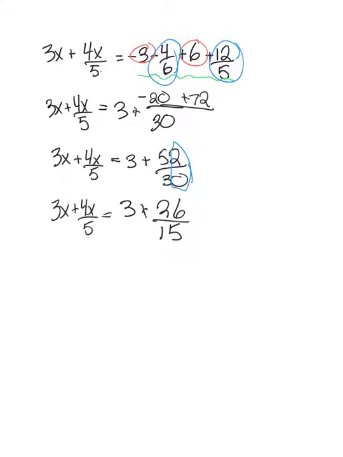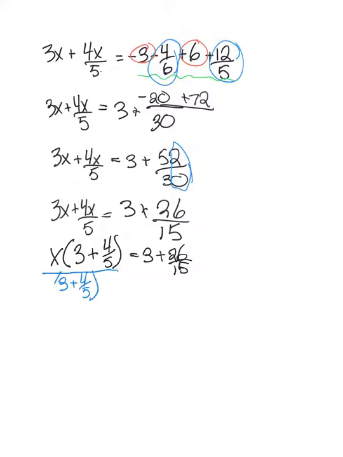So now we need to deal with the x's on the other side. So if we factor out an x from both, we're left with 3 plus 4/5 equals 3 plus 26/15. And what we can do now is we can divide both sides by 3 plus 4/5, which will leave us with just an x on one side, and that is exactly what we want. We want one x to equal something.